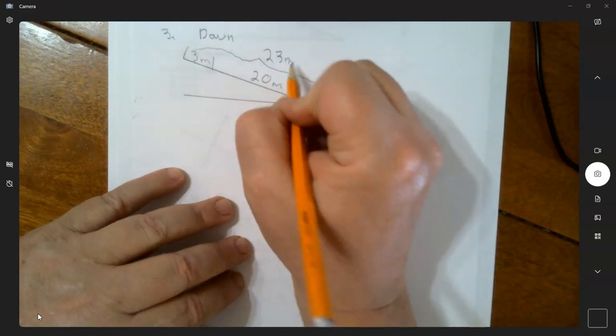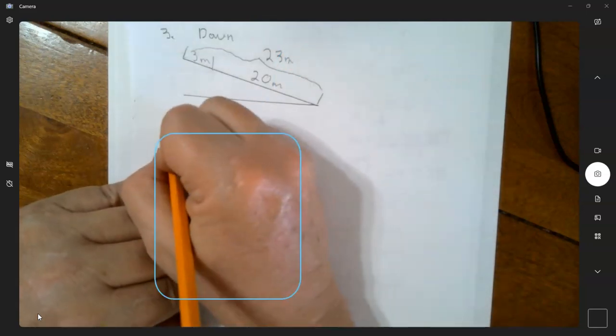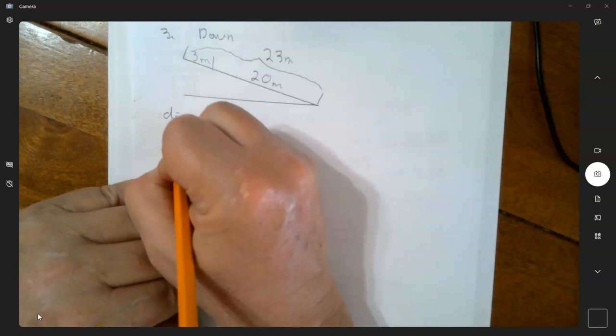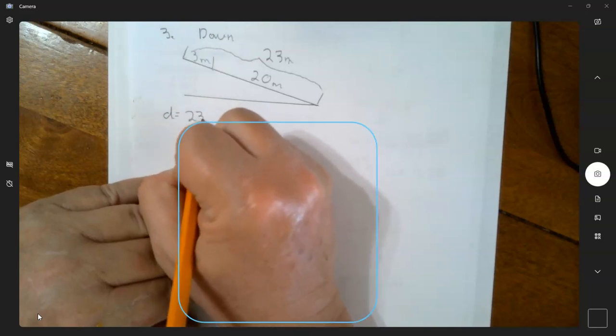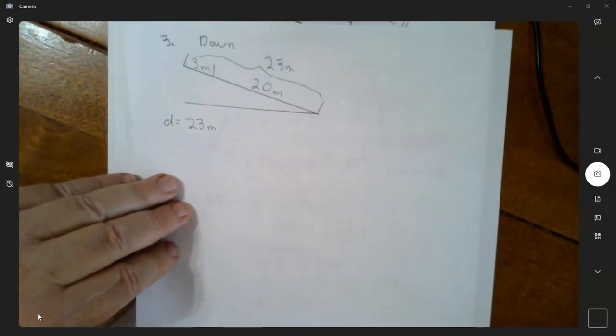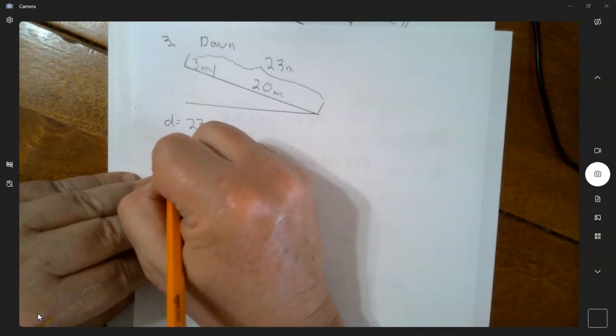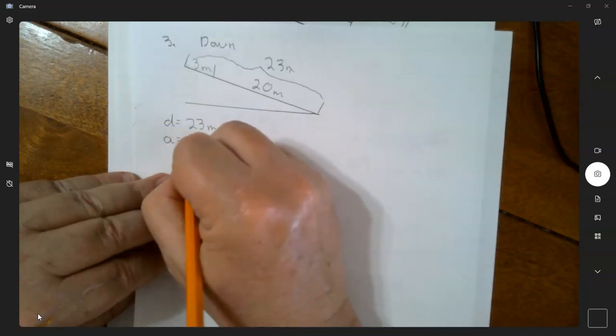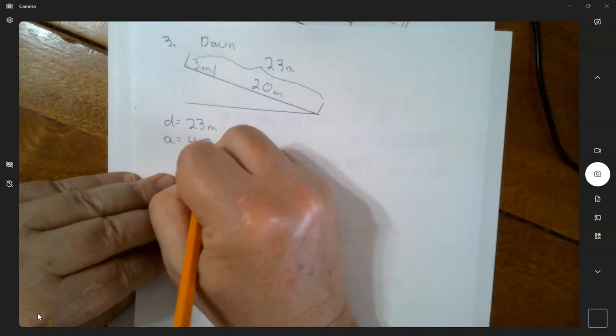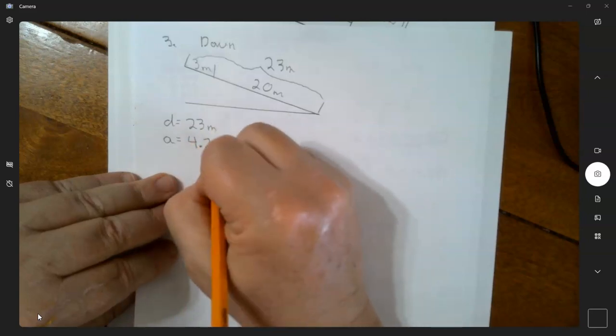So now we have a new distance to work with. So let's go ahead and write out what we have. The distance is not 20 meters anymore, it's 23 meters. The acceleration is still 4.2, but we're going to call it positive now because the block is moving down, the acceleration is pulling it down, so it's pulling it in the positive direction, in the direction of motion.